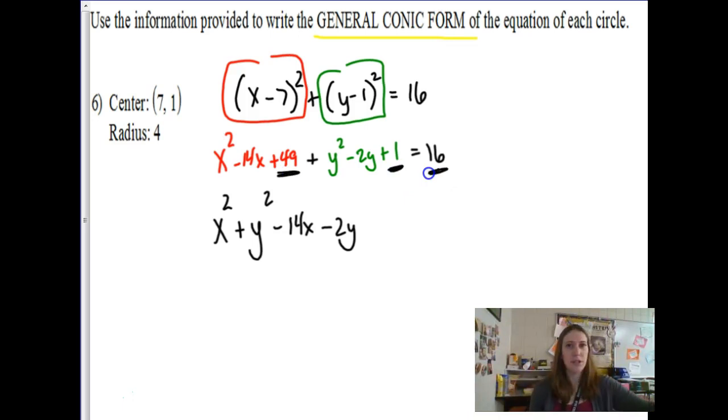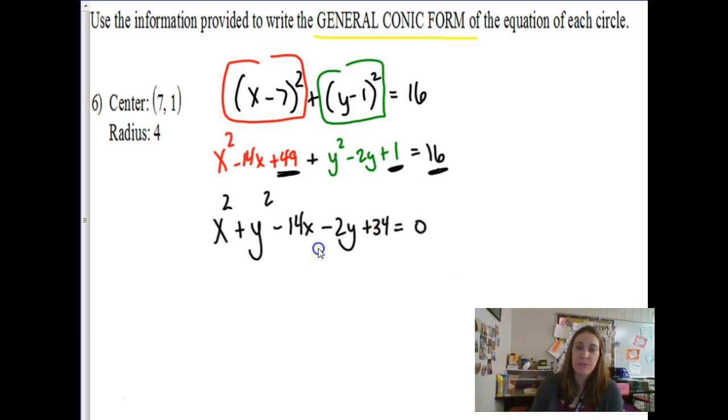Since it's early in the morning and I can't add, I should be able to add that, huh? 49 plus 1 minus 16 is 34. They would bring all the constants to one side, is one method, and then say equals 0.